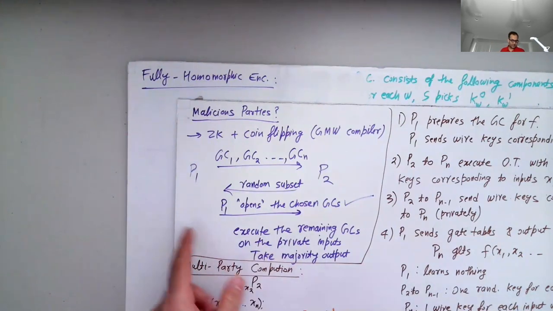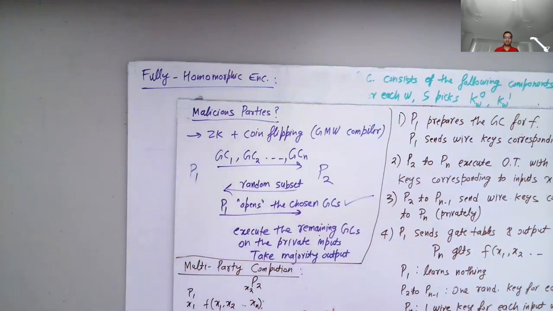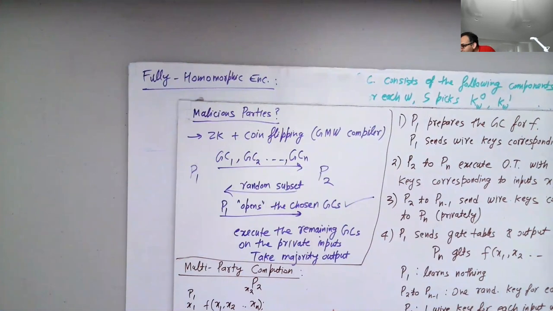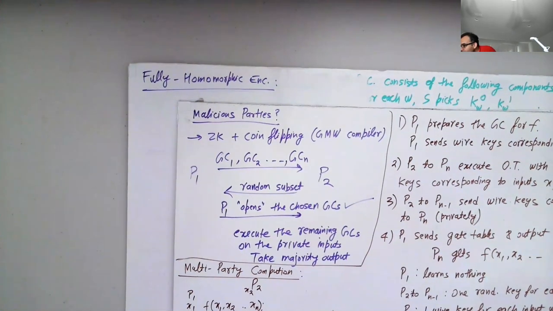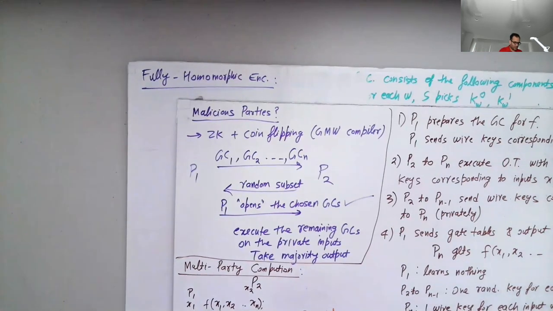P1 prepares multiple garbled circuits. P2 inspects a few of them. And if they all pass the test, P2 assumes that most of the rest are fine as well. This is something which we use in real life all the time, of course. So P1 opening the chosen garbled circuits doesn't involve zero knowledge proofs.